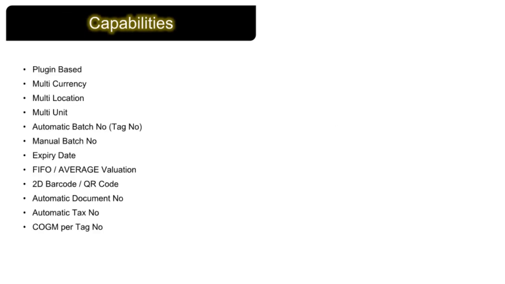SIM also has several capabilities. SIM is a plugin based system, meaning you can purchase and use only some subset of the plugins. For example, if you are a trading company then normally you do not need the production plugin. Or if you are a manufacturing company that does not have a storefront then you will not need the point of sale plugin. SIM supports multiple currency.